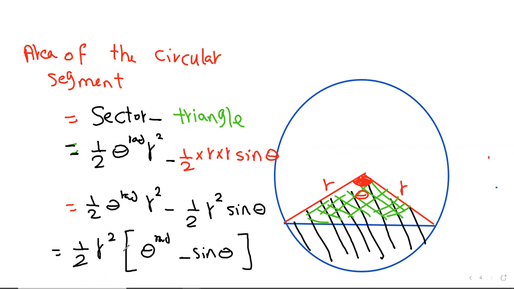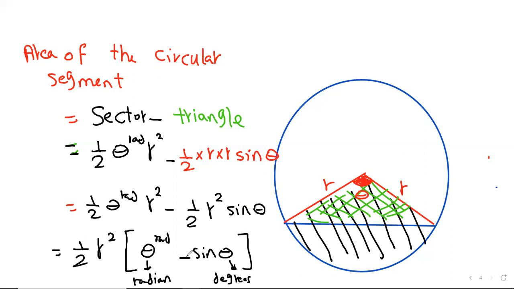Pay attention that here theta radian is measured in radian, and this angle is measured in degrees. And this angle is measured in radian. That is the rule we use to find the area of the circular segment. It's a half r squared multiplied by theta radian minus sine theta.